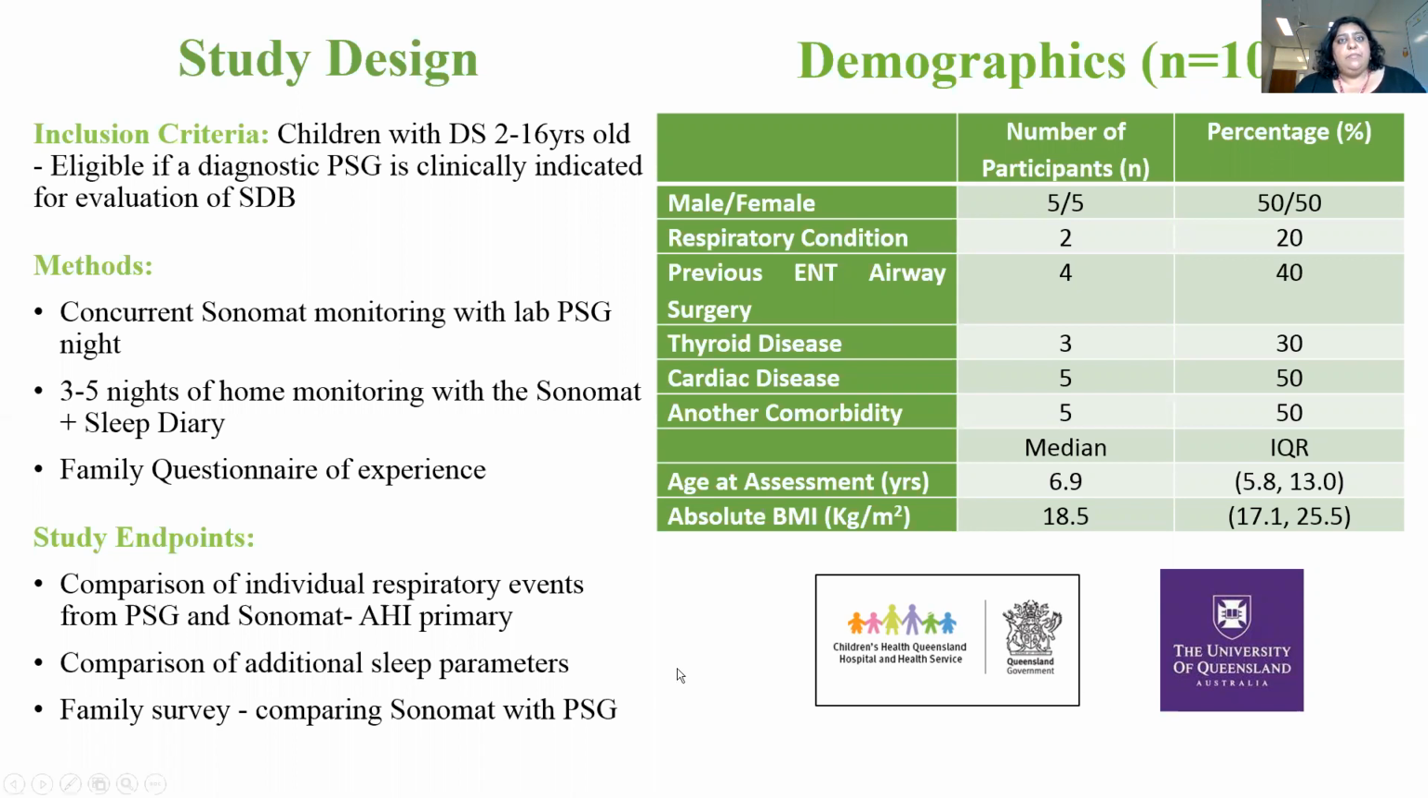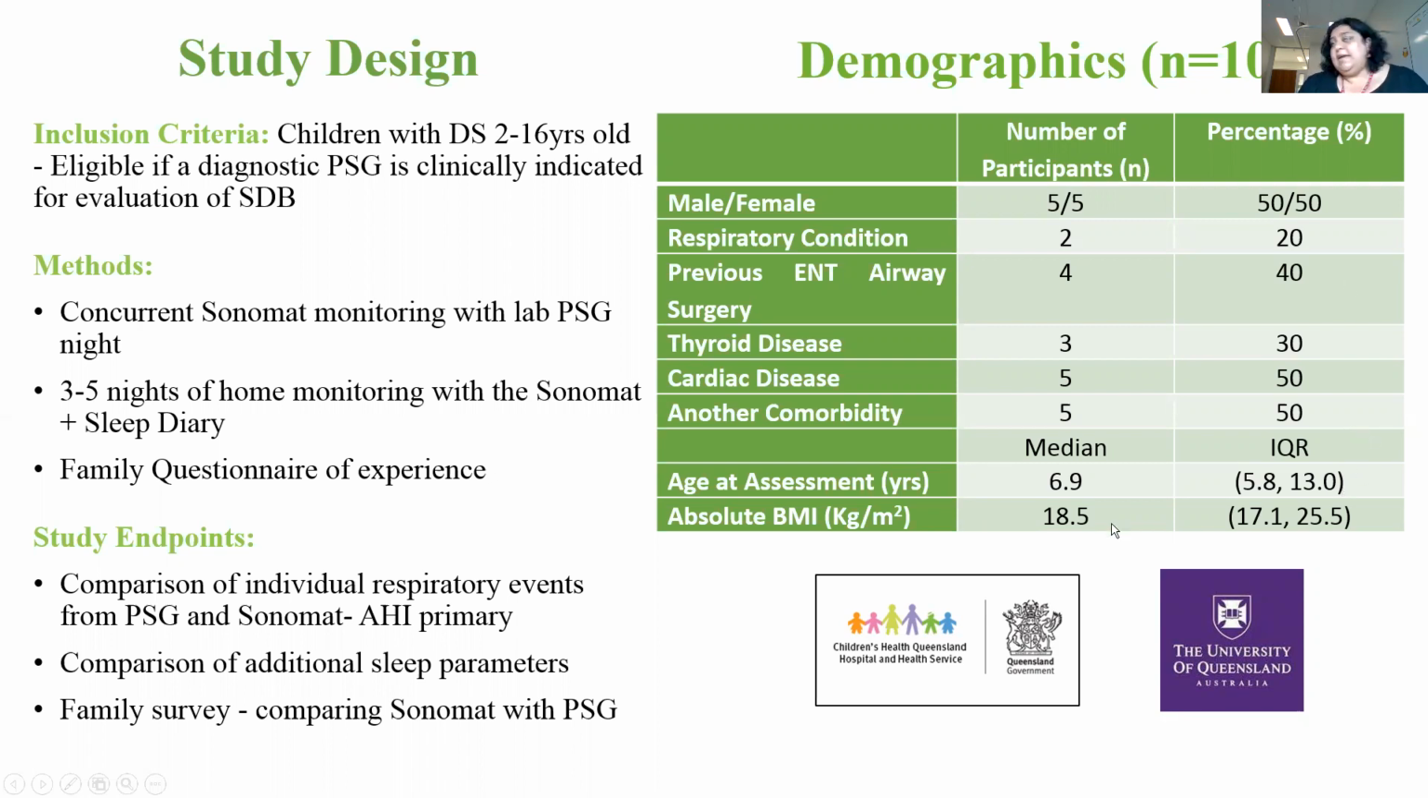We then have the study endpoints include comparing the individual respiratory events from the sleep study and from the Sonomat. Using a measure similar to the AHI from the Sonomat, we compare the 2. We also compare their additional sleep parameters and of course look at the survey results. So this is preliminary data on our first 10 patients. We had a 50-50 split of males and females. You can see here their coexisting comorbidities.